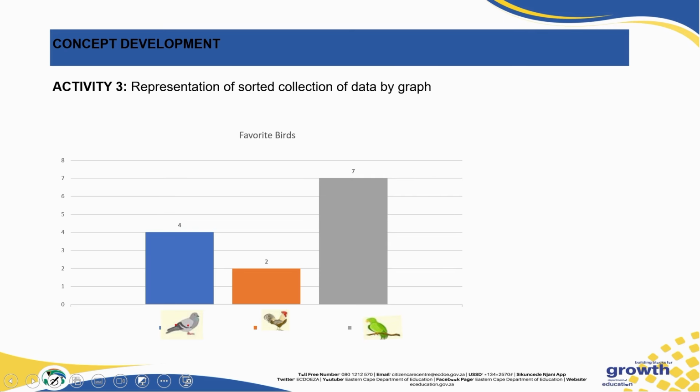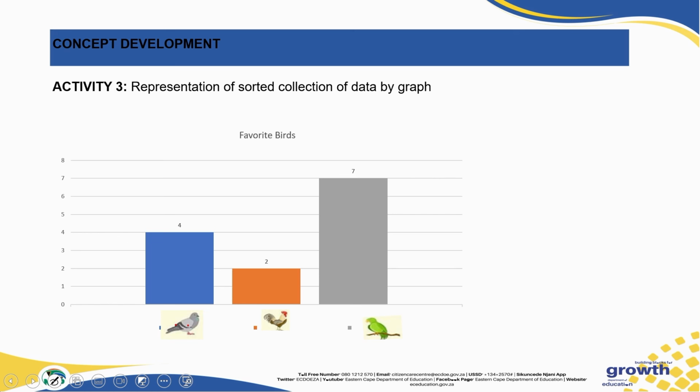Now, this is the representation of the data that we have collected. Remember, we have showed it by numbers and we showed the lines. Now we are moving to the graphs. These graphs are showing the data that we have collected. Now let's look at our graph, grade ones.